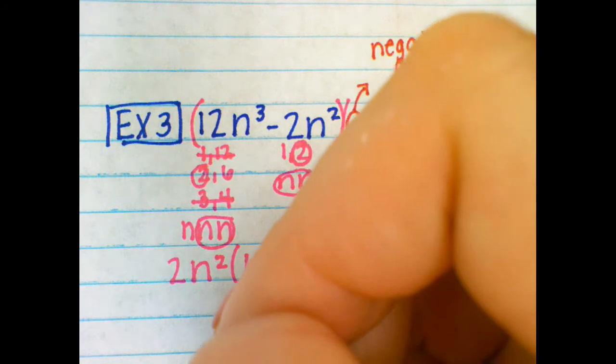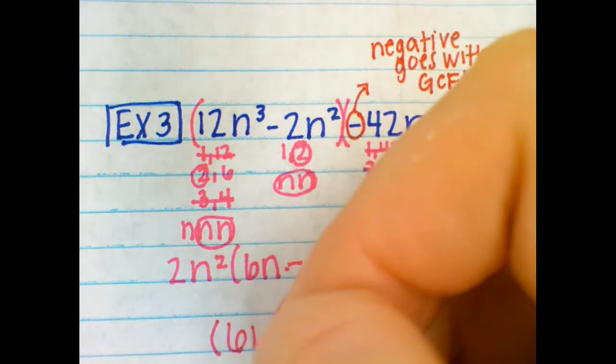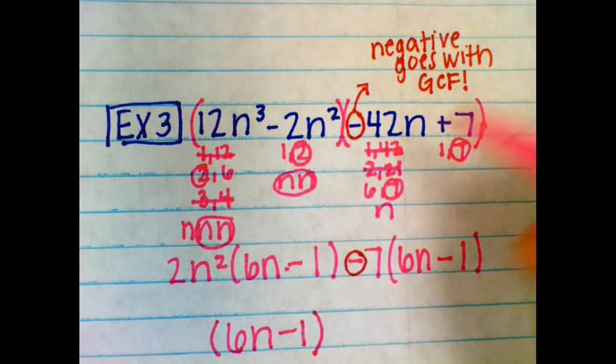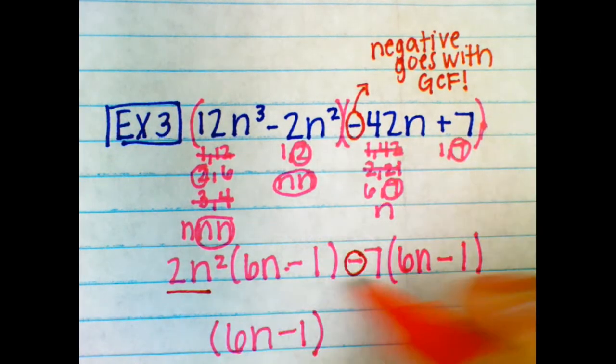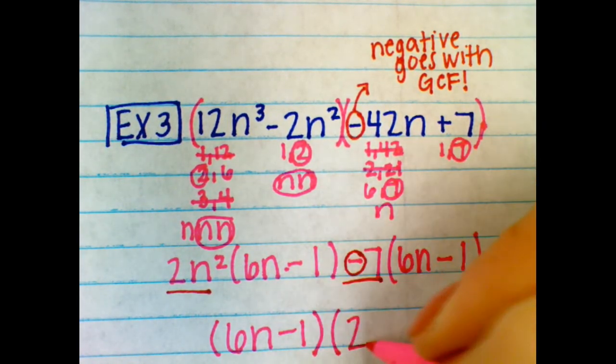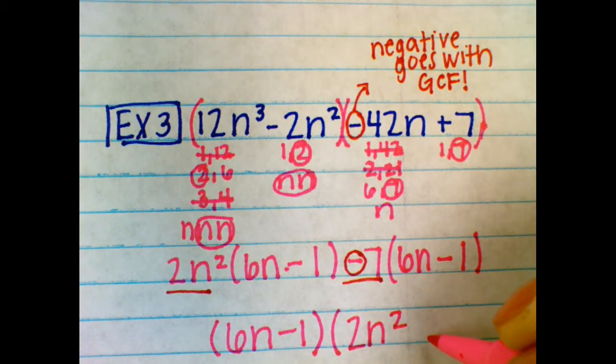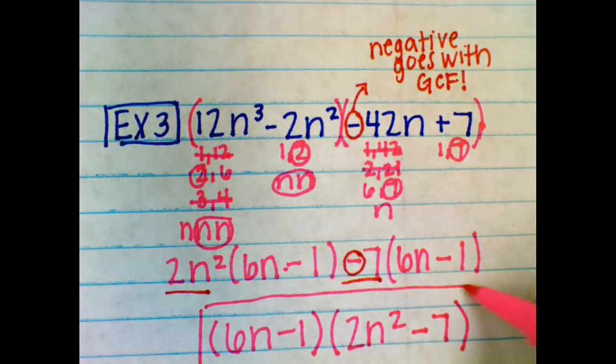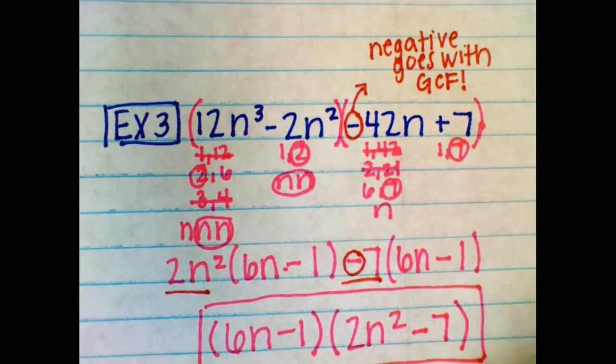So now I make my 2 for 1 special, which is 6n minus 1. And then I take my GCFs, and I have these, and now this one looks different because of that subtraction. So I have 2n squared, and instead of plus like we've been doing, it's -7 because I had a -7. And there's that one.